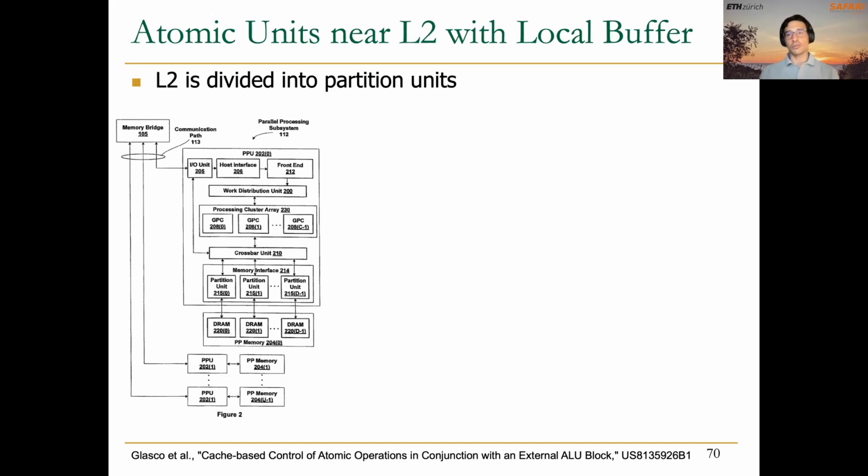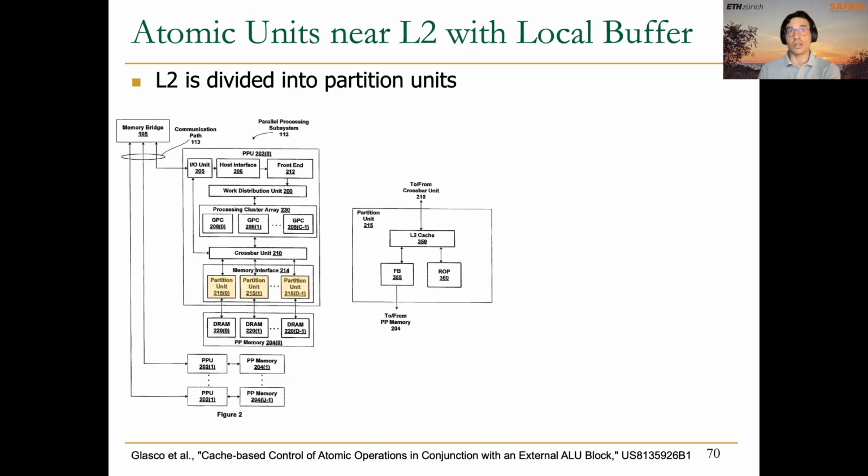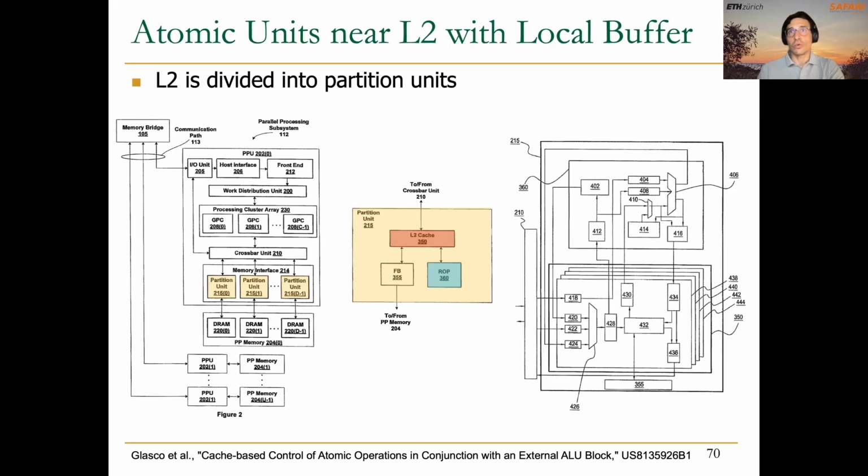I'm not really sure if the actual implementation is the one that is explained in this patent, but it's probably something pretty similar. Here you can see that the L2 is divided into multiple partition units. Inside each of these partition units, we have the memory array itself, the L2 cache, and then we also have these ROPs, which stands for raster operators, and these ROPs are the atomic units that execute atomic operations near the L2. Here we can take a closer look. This is the partition unit. This is the L2 cache, and here we have the ROP.